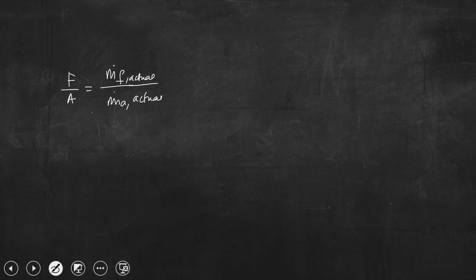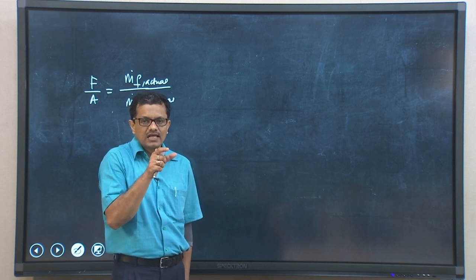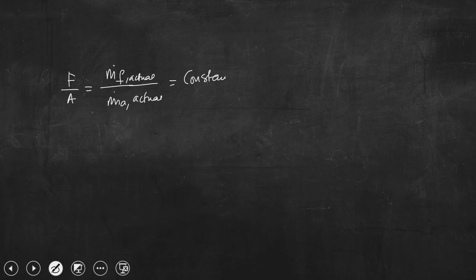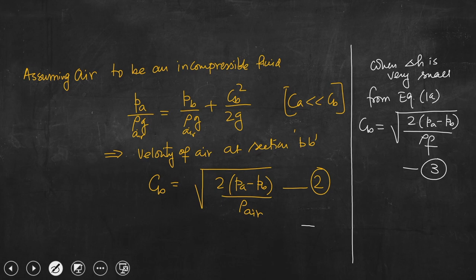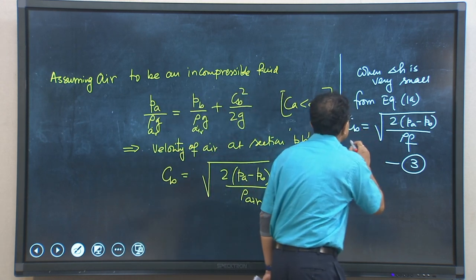So, the mass flow rate of fuel by the mass flow rate of air is almost constant, and that depends on the pressure difference delta P, that is P A minus P B. This is the velocity of air at section BB, C B, which also depends on P A minus P B. So, the higher the pressure drop, the higher the air velocity, and the higher the pressure drop, the higher the velocity of fuel.